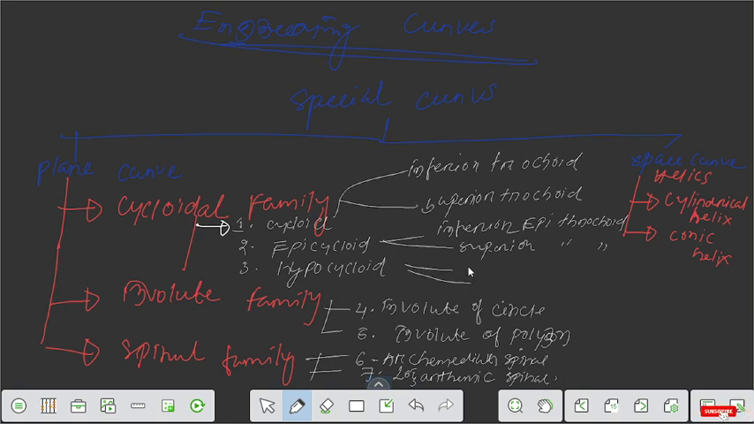Similarly, hypocycloid is divided into inferior hypotrochoid and second is superior hypotrochoid. Okay, these are the divisions of special type of curves in engineering curves. Next, we start the cycloid family. Individually, we can go cycloid, epicycloid, hypocycloid.